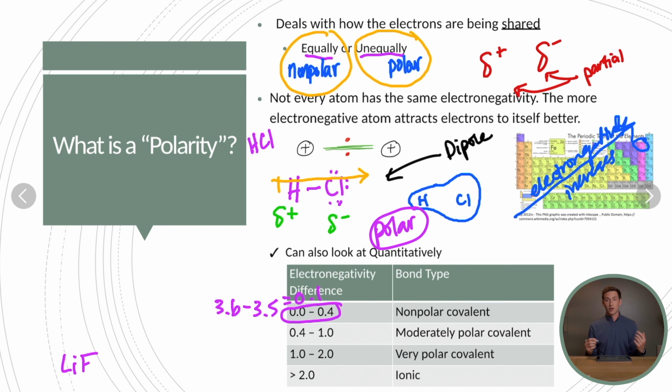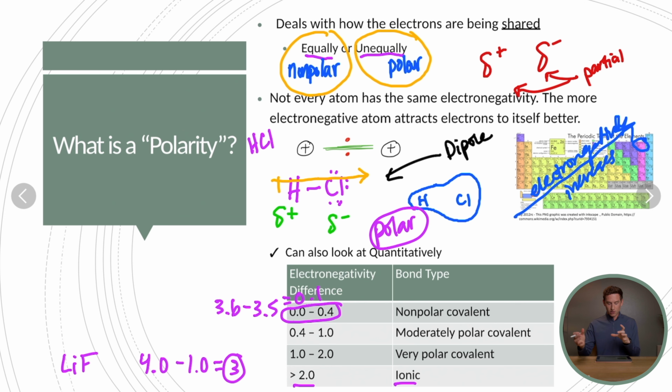I don't know the values off the top of my head, but fluorine has an electronegativity value somewhere around 4. I would bet lithium has a value somewhere in the range of 1. So 4 minus 1 gives us a difference of 3, which is, again, greater than 2, so it would be considered ionic.